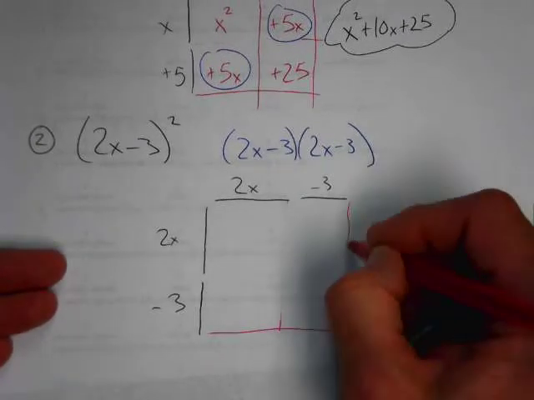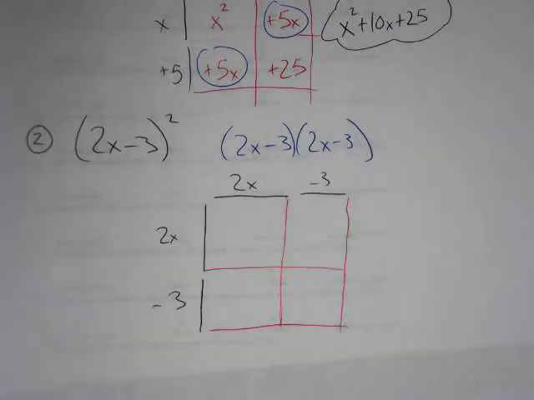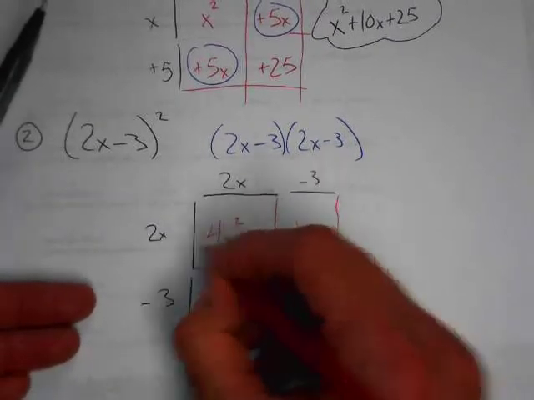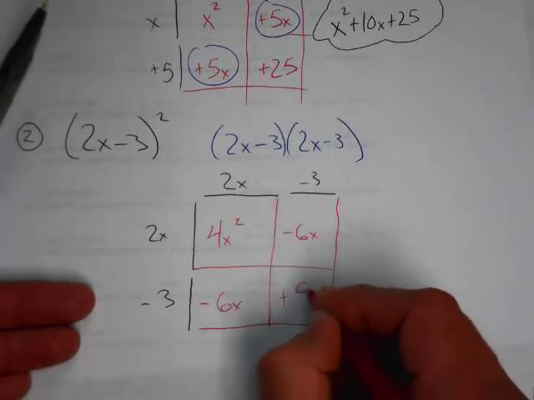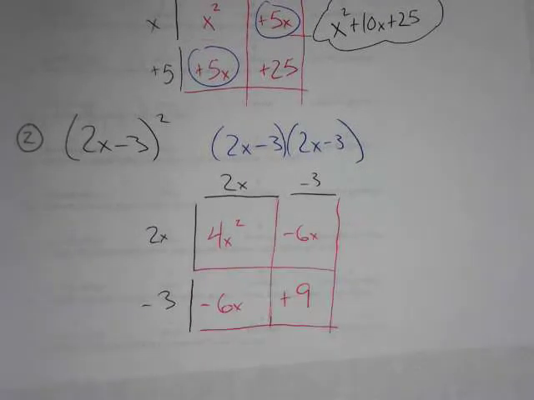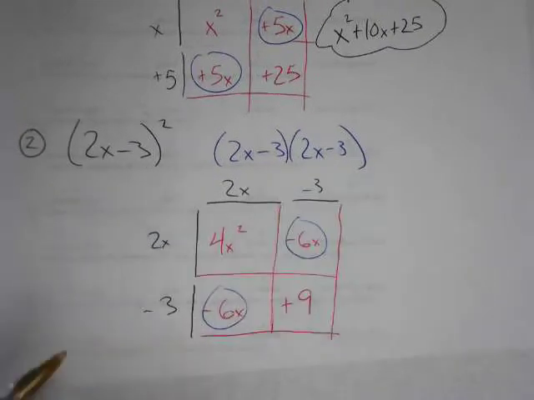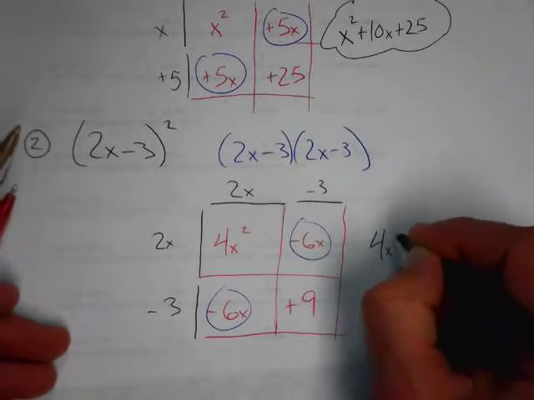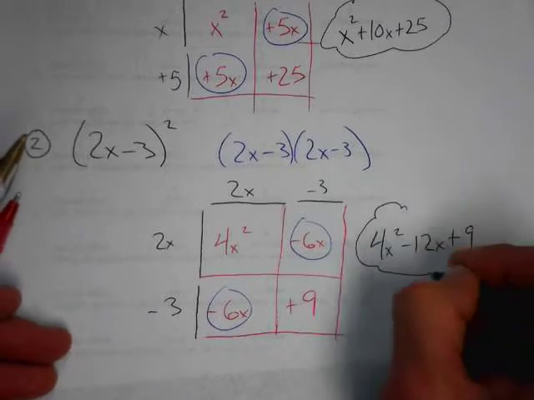If you're not good with the shortcut or you're making sign mistakes, just stick with this. It's not going to do you wrong. I'm just here to provide a couple of shortcuts. So 2x times 2x, of course, is 4x squared, and then minus 6x here, and a minus 6x there, and a plus 9 there. You can see we have like terms right here: minus 6x and minus 6x. Does not cancel, folks. Negative 6 minus 6 is negative 12. And so that is our expression.